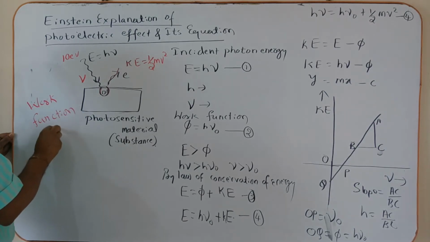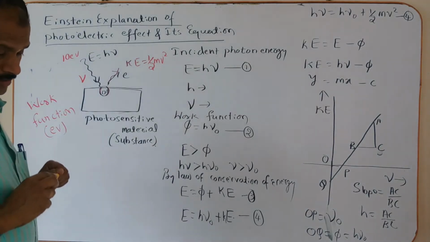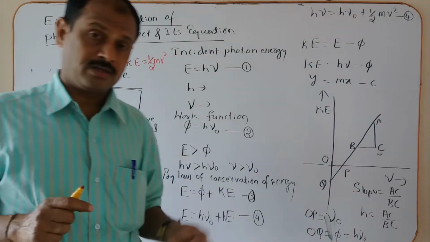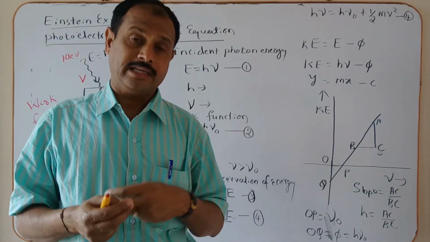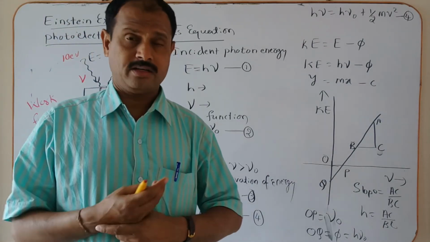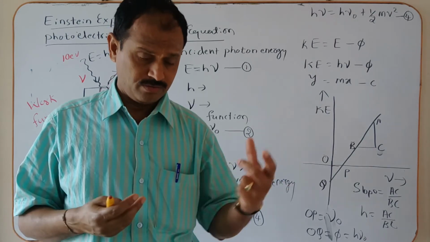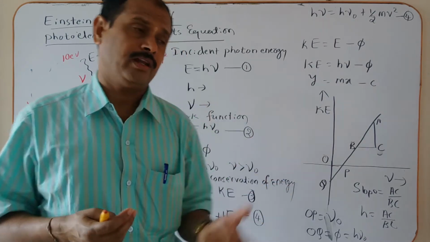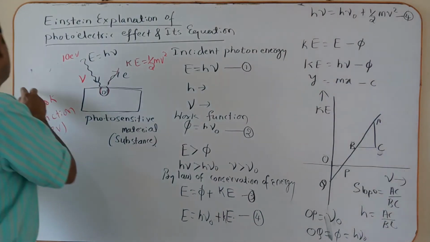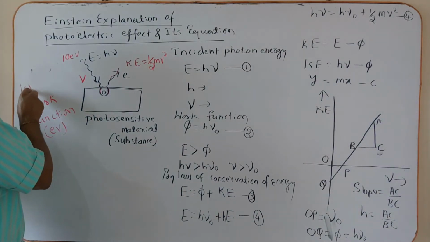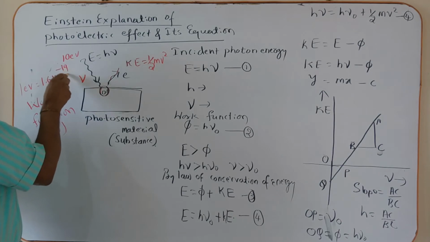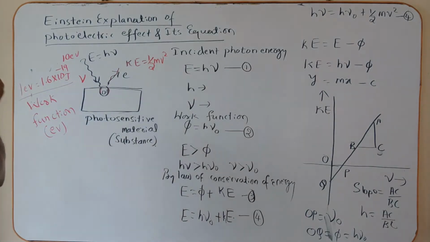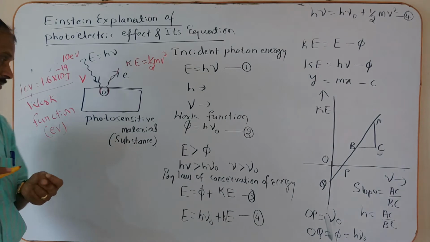This is measured in terms of electron volt. What is an electron volt? It is the energy gained by an electron when it is accelerated through a potential difference of 1 volt. That is 1 electron volt, which is equal to 1.6 into 10 to the power of -19 joule.